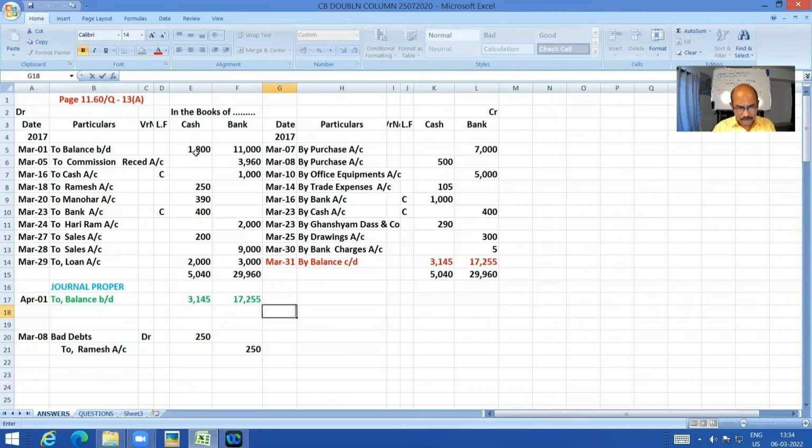Okay. So total the heavier side, I find 5,040. I put it across and I found the difference as 3,145. I have shown it against by balance carried down. That is a cash balance, which your dear author also has agreed to.